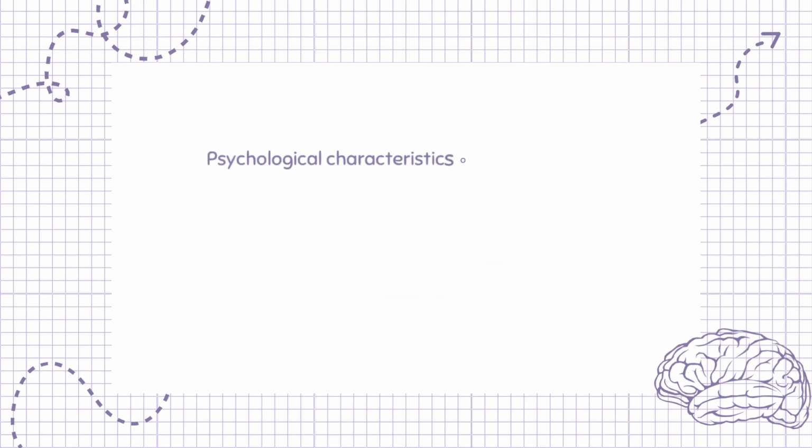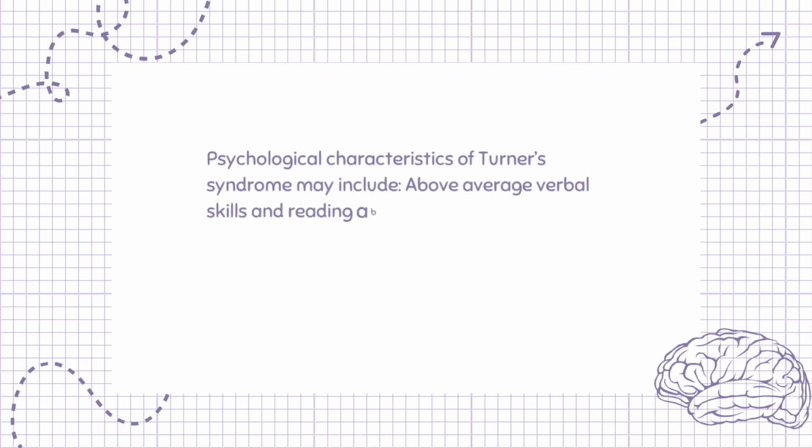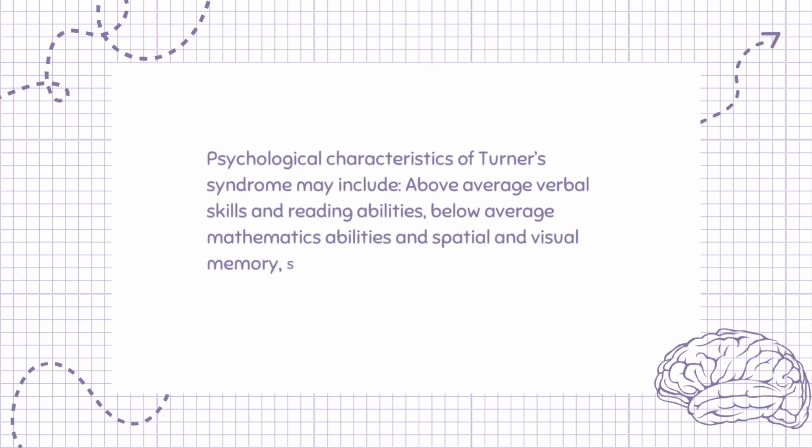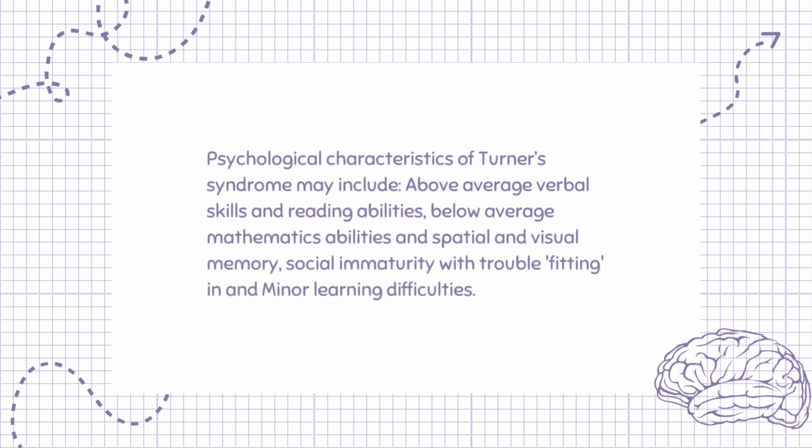Psychological characteristics of Turner's syndrome may include above-average verbal skills and reading abilities, below-average mathematics abilities and spatial and visual memory, social immaturity with trouble fitting in, and minor learning difficulties.